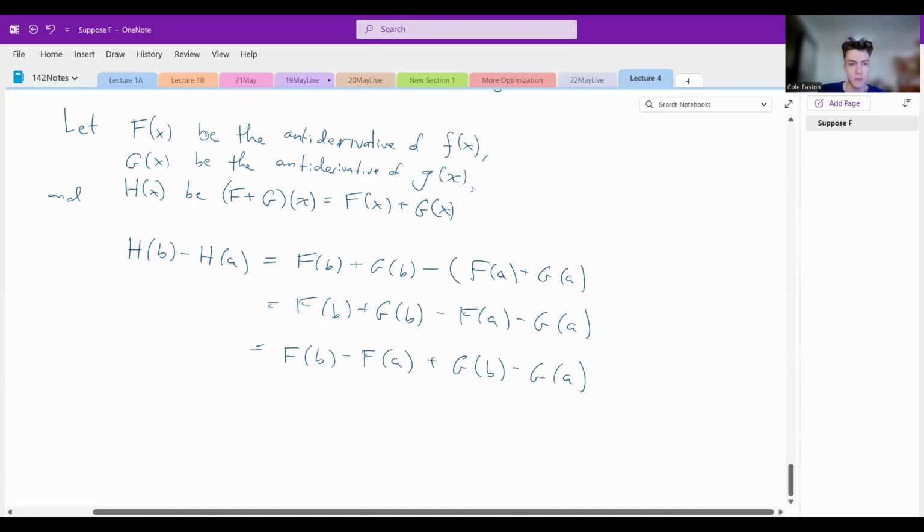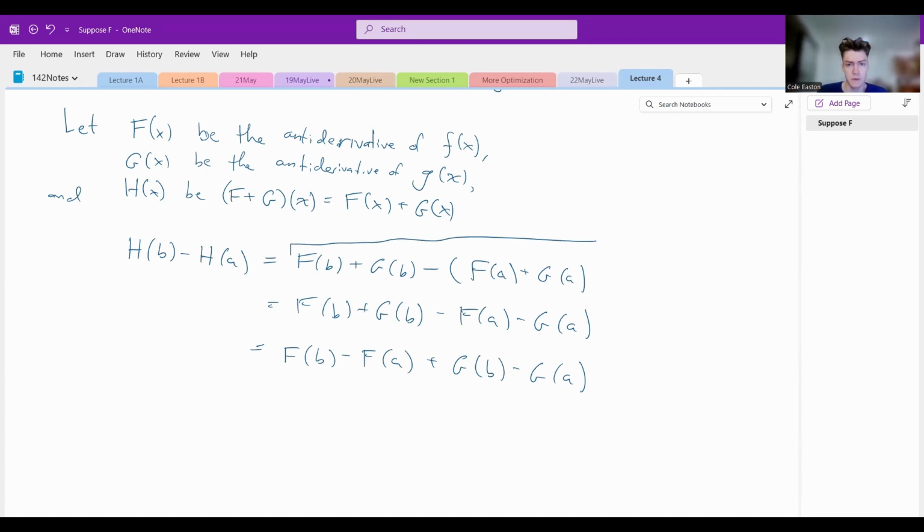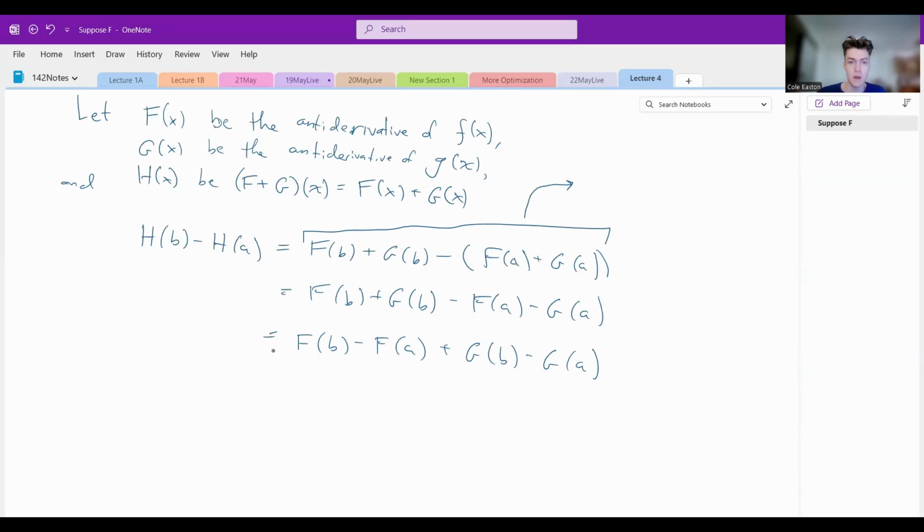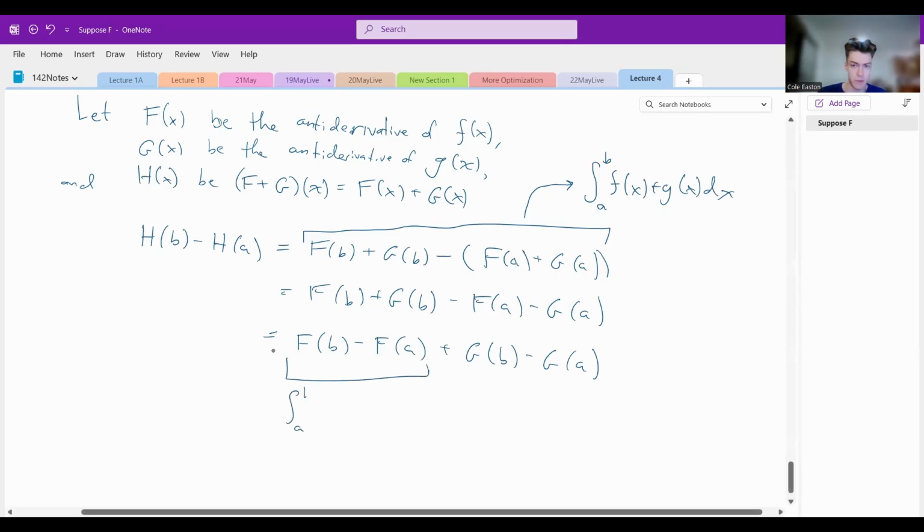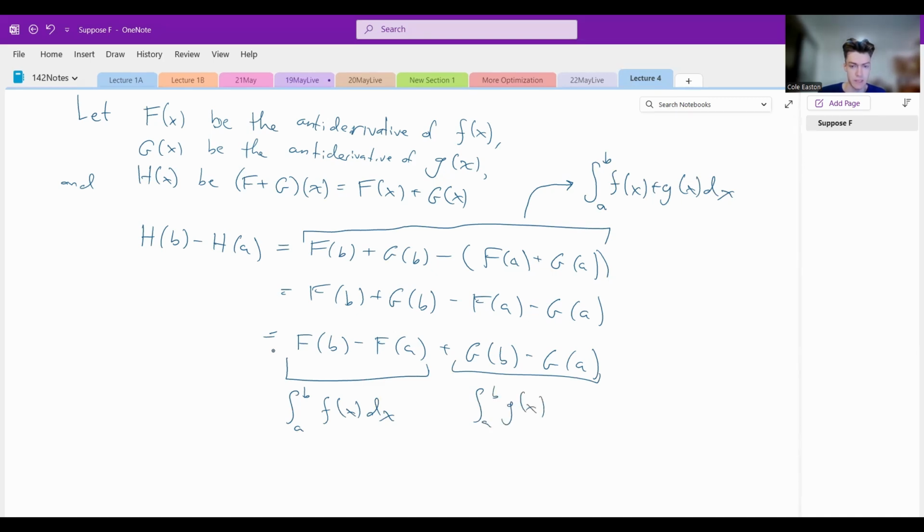Okay, so what did we just do? It maybe doesn't look that interesting, right? But this first part here, we're saying how much does F plus G change between a and b? And so this, by the net change theorem, is the integral from a to b of little f of x plus little g of x dx. And this, by the net change theorem, is the integral from a to b of little f of x dx, while this is the integral from a to b of little g of x dx.